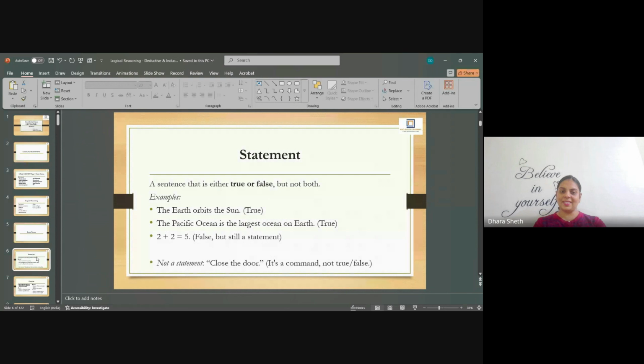The first term is statement. What is a statement? A sentence that is either true or false, but not both. The earth orbits around the sun. The earth orbits the sun is a true statement. The Pacific Ocean is the largest ocean on the earth is a true statement. 2 plus 2 is equal to 5. This is false. However, it is still a statement. It's a mathematical statement, but it is still a statement. What is not a statement, an example is close the door. It is a command. It cannot be true or false.